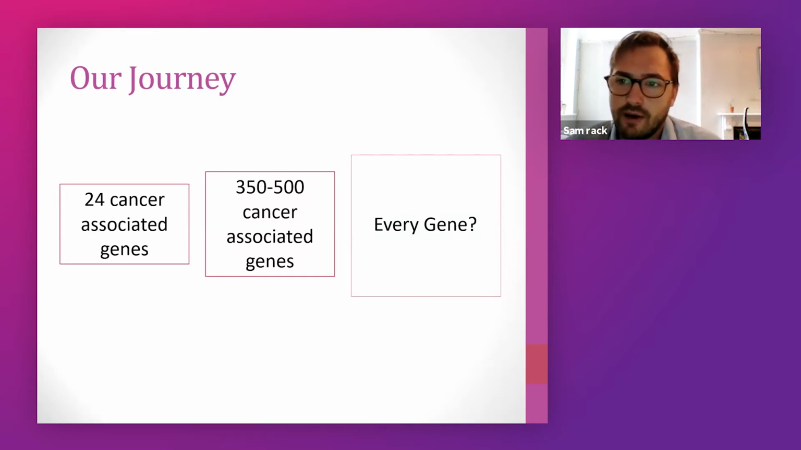After that, we moved up a little bit, looking at 350 to 500 cancer-associated genes. That's the stage we're at now, and we're looking at that data at the moment. The next step, which we're really excited about and are starting to look at getting the data for in the coming year, is looking at all of the genes within the cancer. That's going to provide quite a lot of new information.